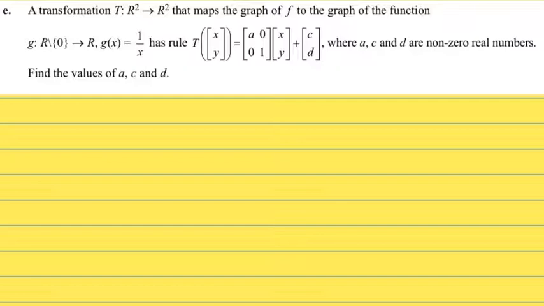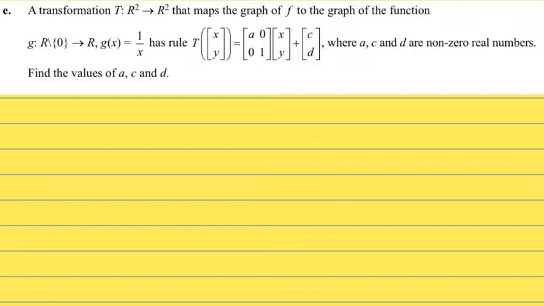So what have we got here? We've got a transformation such that certain xy points map to their equivalent, transformed xy points. It maps the graph that we considered on the previous page to the graph of the function g of x, where g of x is 1 over x. So this is a bit of a twist.